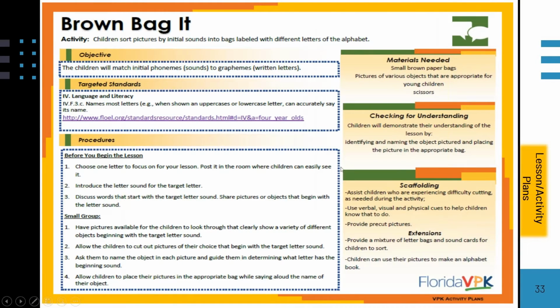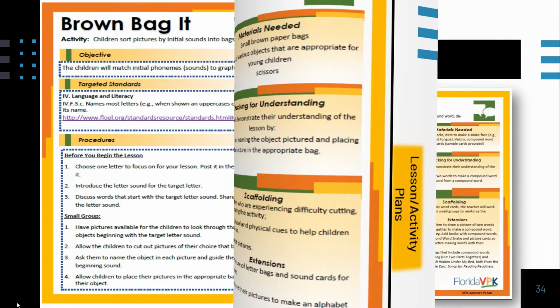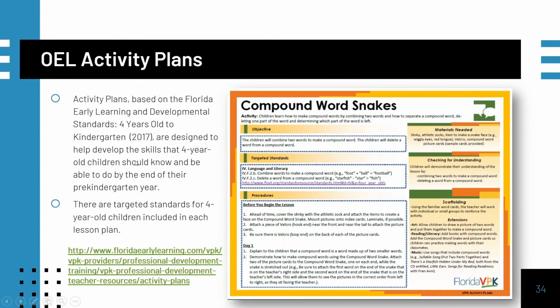So now here is the sample activity plan from OEL's website on language development. This is what it looks like. It has the objective, targeted standards, the procedures, any materials you need, how to check for understanding, how to scaffold children's learning, and how to provide extensions. So this is where you would find them on this link here.